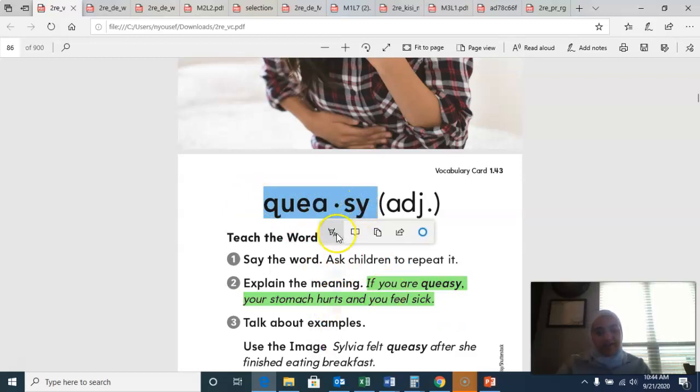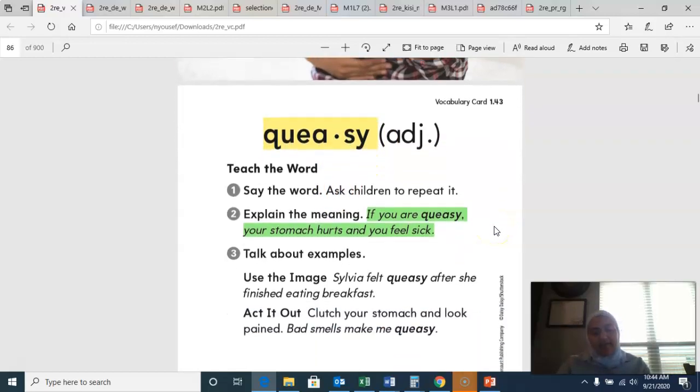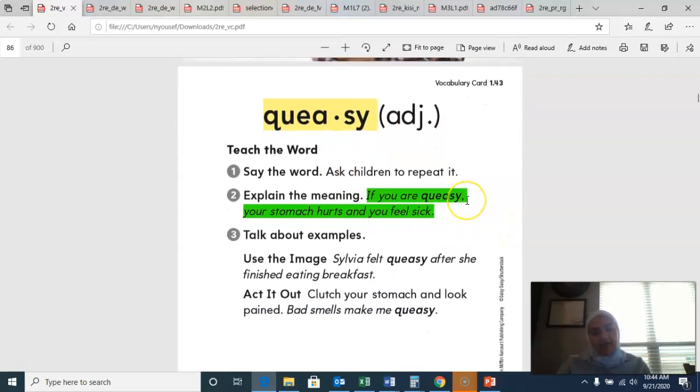Queasy. Adjective. It describes a noun. It describes a person. It describes how you feel, right? If you are queasy, your stomach hurts and you feel sick. Go ahead and write that down.